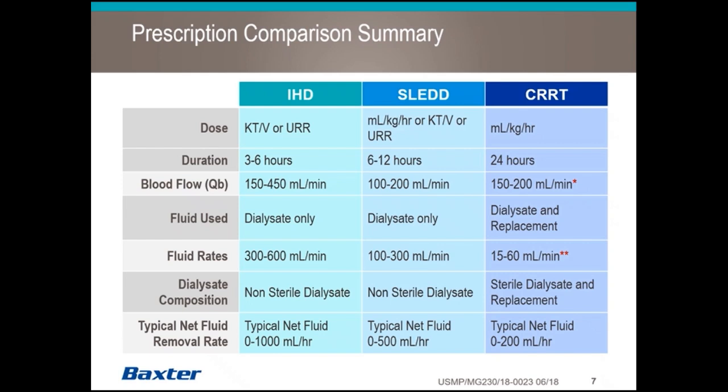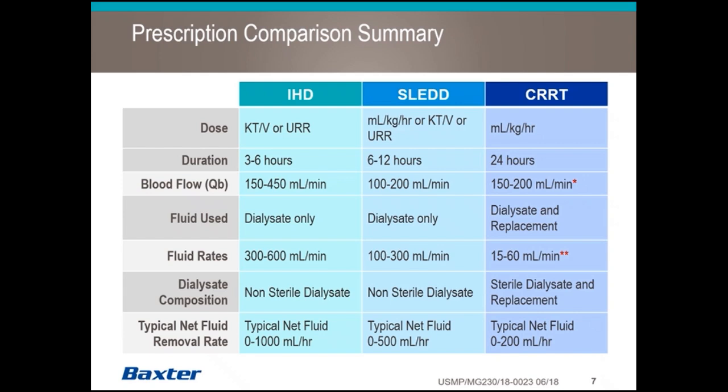One of the most important differences between IHD and CRRT are the fluid administration rates and the fluid removal rate. It's very typical in IHD to infuse fluid 300 to 600 milliliters a minute, or even faster. It's much slower in the CRRT.